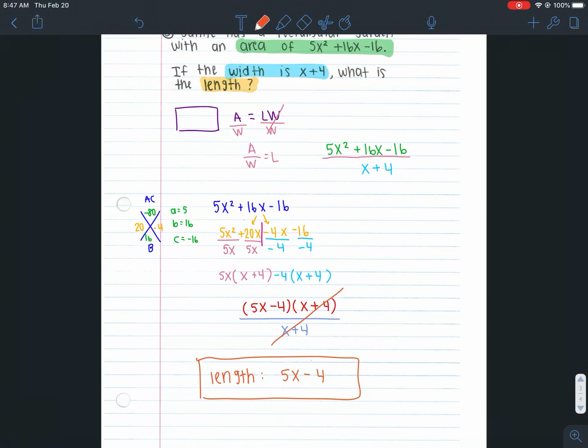All right, so that is it for dividing polynomials. Again, it isn't anything different from factoring. We're just adding one extra step. If you have any questions, just please feel free to come in and ask.